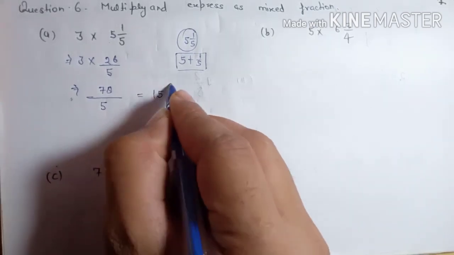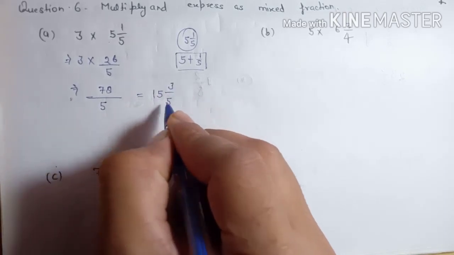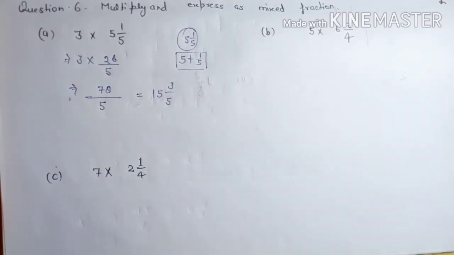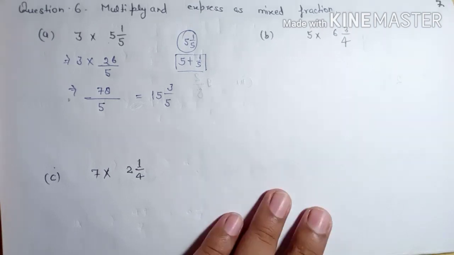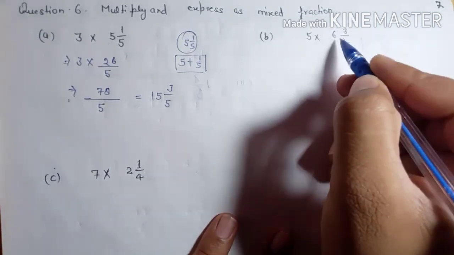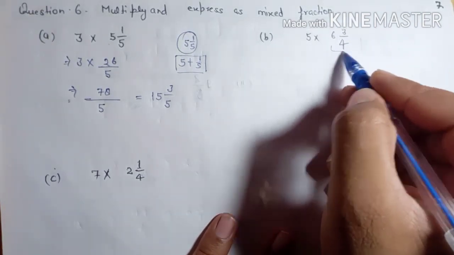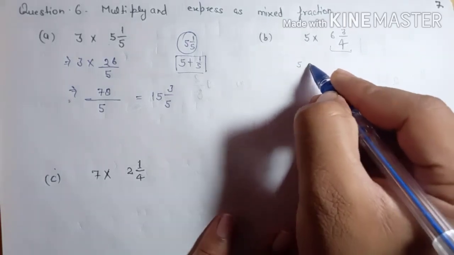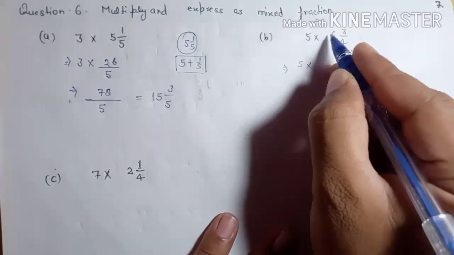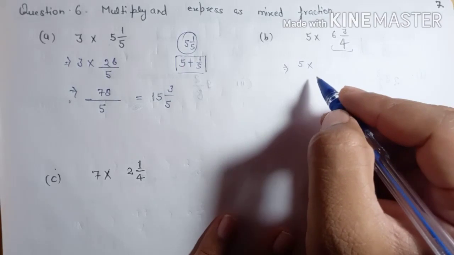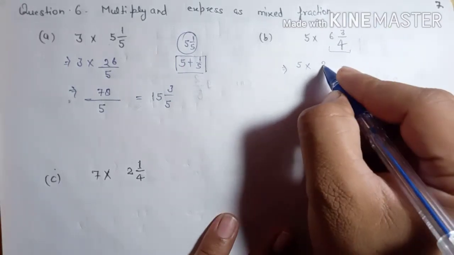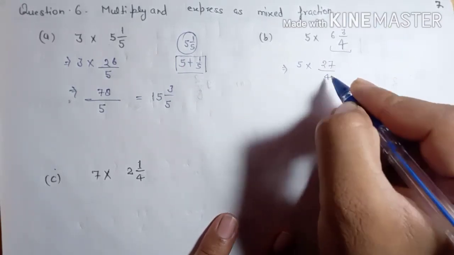15 whole 3 upon 5. Okay, we have question number 2 part B here. So this is 6 whole 3 upon 4. So change it into improper fraction. This is 5 into multiplying, and 6 4s are 24. 24 plus 3 is 27 upon 4.